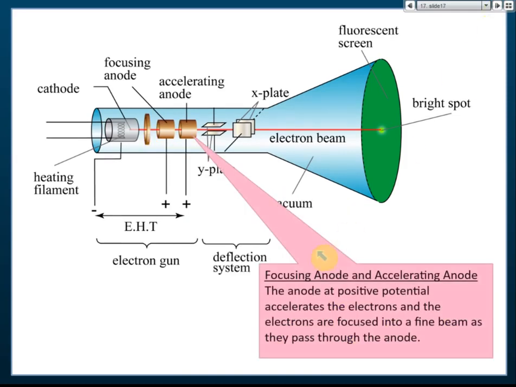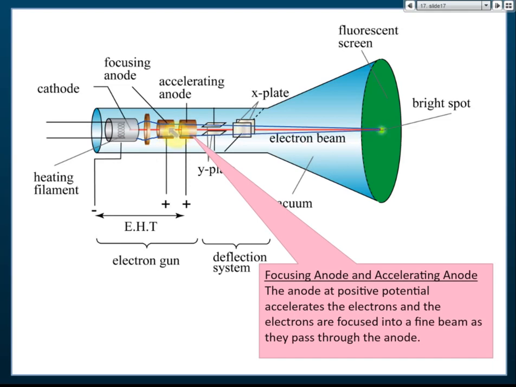Next is the focusing anode and the accelerating anode. From here we can see that there are two anodes. The first one is called the focusing anode and the second one is called the accelerating anode. The focusing anode is to focus the cathode ray. When the electrons are released, they move this way, so we need the focusing anode to focus the electron beam. The focusing anode will focus it on the screen.